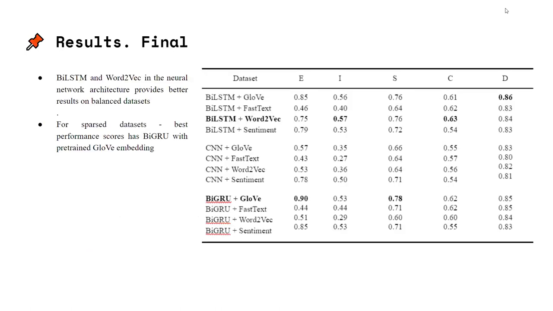So let's sum up all our results. We can choose the two best models that we have trained and experimented with. The first one is BLSTM with word2vec, and it shows good results on balanced datasets such as ECR and Crowdflower, where the classes are more balanced. For sparse datasets, the best performance was done by BGRU and GloVe embedding. So if you want to work with datasets that have unbalanced classes, then choose BGRU with GloVe. If your datasets are more clear and more balanced, then use BLSTM and word2vec. So that's it for me, and thanks for watching.